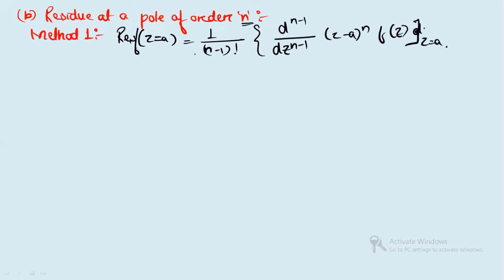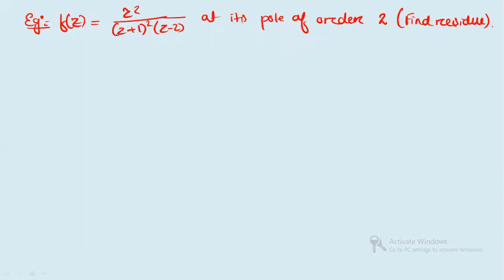Clear? You will have to write 1 by (n minus 1) factorial, d/dz. Okay, so here it is d to the power n minus 1, dz to the power n minus 1. Means if you have n equal to 2, then it will be just d, for 3, it will be d square, of (z minus a) to the power n f(z). So this is the first method. So let us see one example.